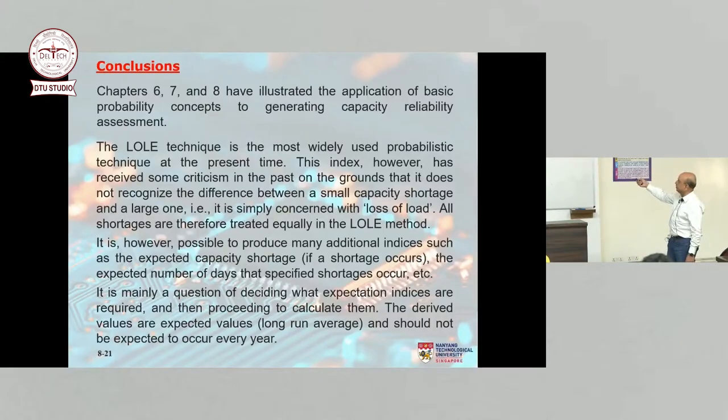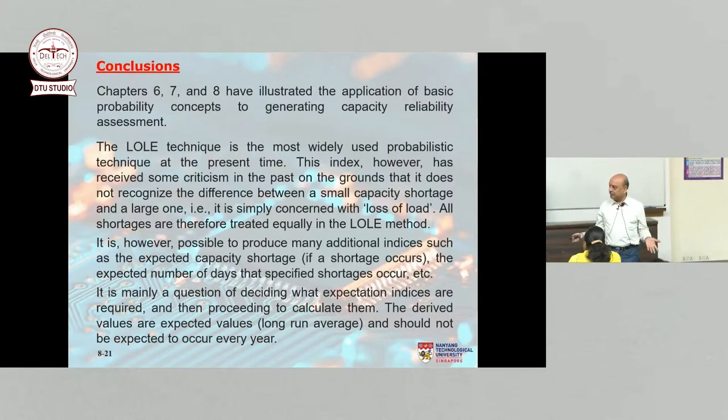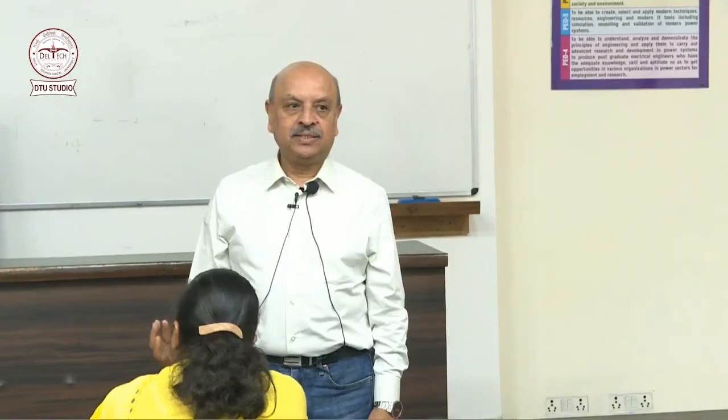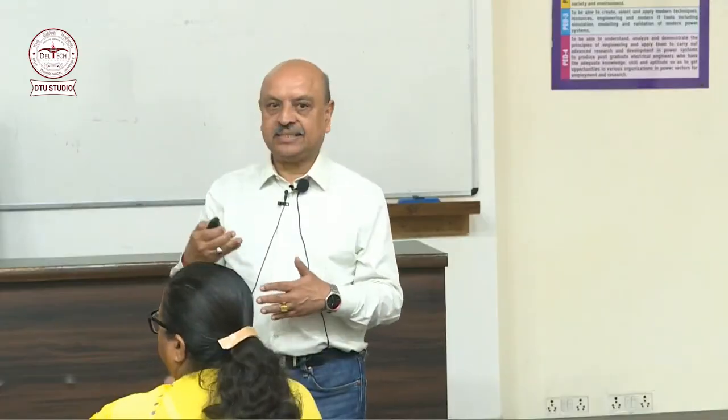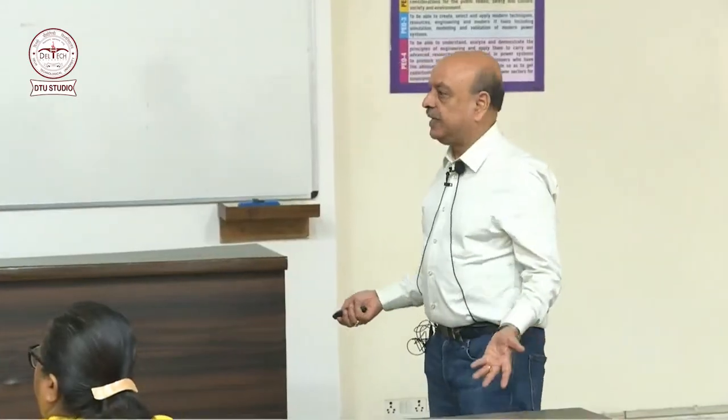The LOLE technique is still the most widely used probabilistic technique because of its simplicity, perhaps, because there is a reference there, 0.1 days per year. This index has received some criticism because, as I must have mentioned when I introduced these indices, if the LOLP or LOLE is 1 day per year, for example, you don't know whether you are losing 100 megawatt or 1000 megawatt or 1 megawatt. It does not tell you the severity of the load loss. It only tells you that in the long run, the expected value will be X days per year or X hours per year. So it may or may not have meaning to you. We need to understand that quite clearly.